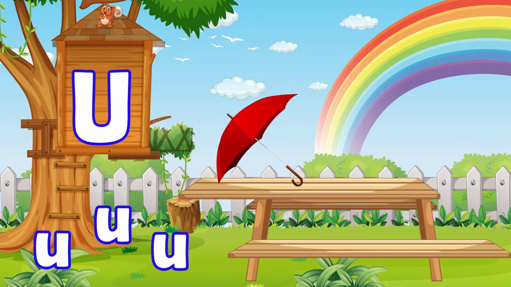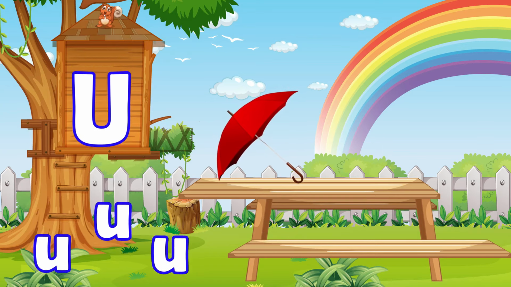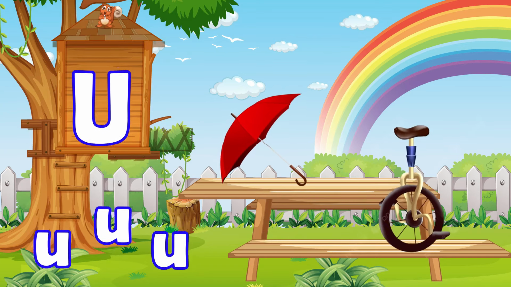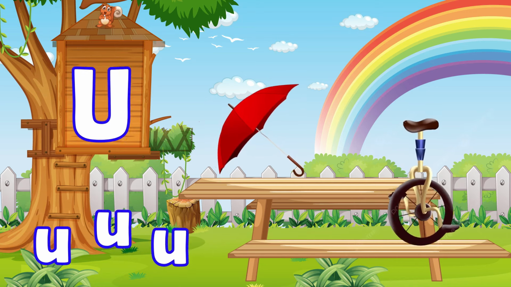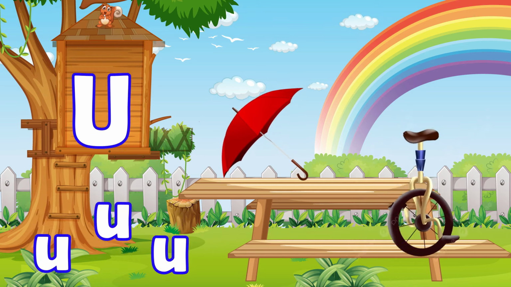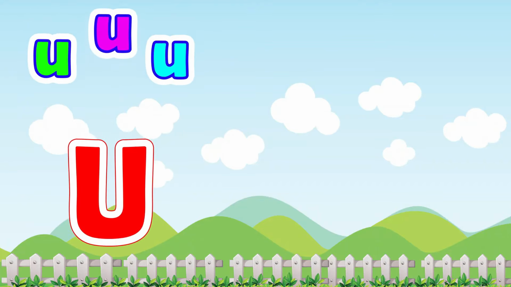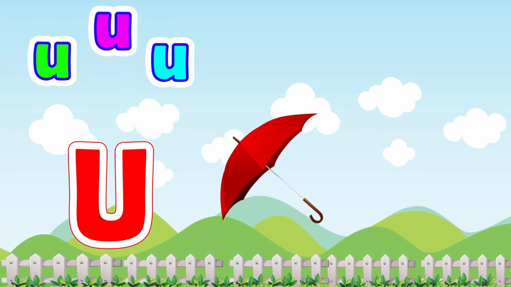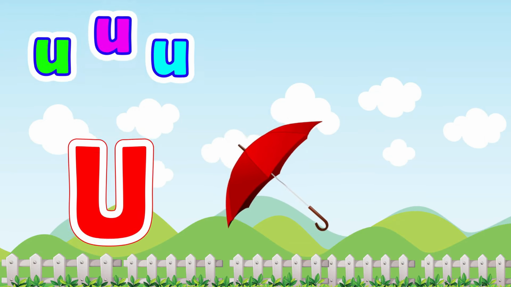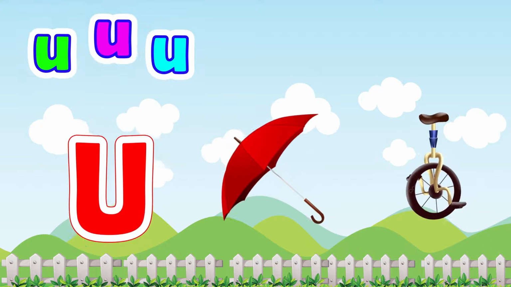U is for umbrella, u, u, umbrella. U is for unicycle, u, u, unicycle. U is for umbrella. U is for u, u, u, u, unicycle.